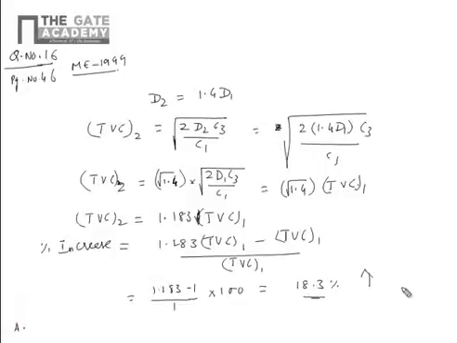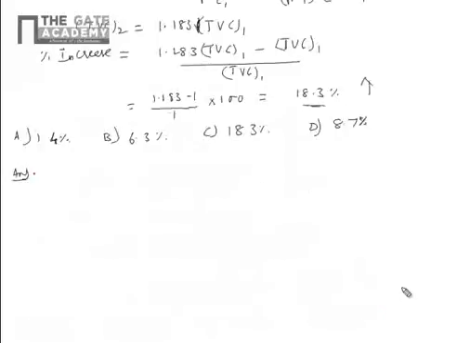The options are A is 1.4%, B is 6.3%, C is 18.3%, D is 8.7%. So the answer is C. So most of the times answers are coming as C. Maybe some reason is there.